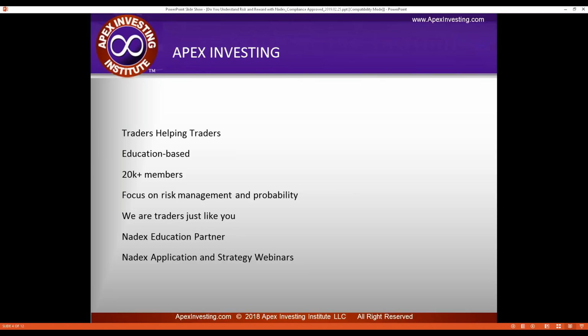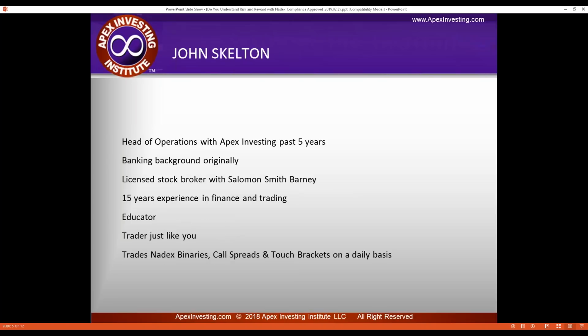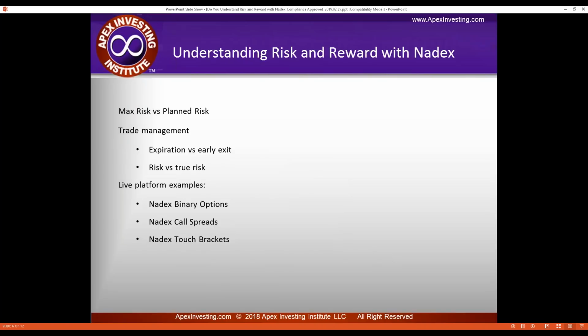I trade Nadex binaries, spreads, and touch brackets almost every day. I've already traded 3 trades this morning on Nadex. One's still open now, traded a couple earlier. We're traders just like you, and that's what we're here for, to share some of our experience with you. I've been with them for about 5 years now, and I'm happy to be here on this webinar with you. A couple things about Nadex.